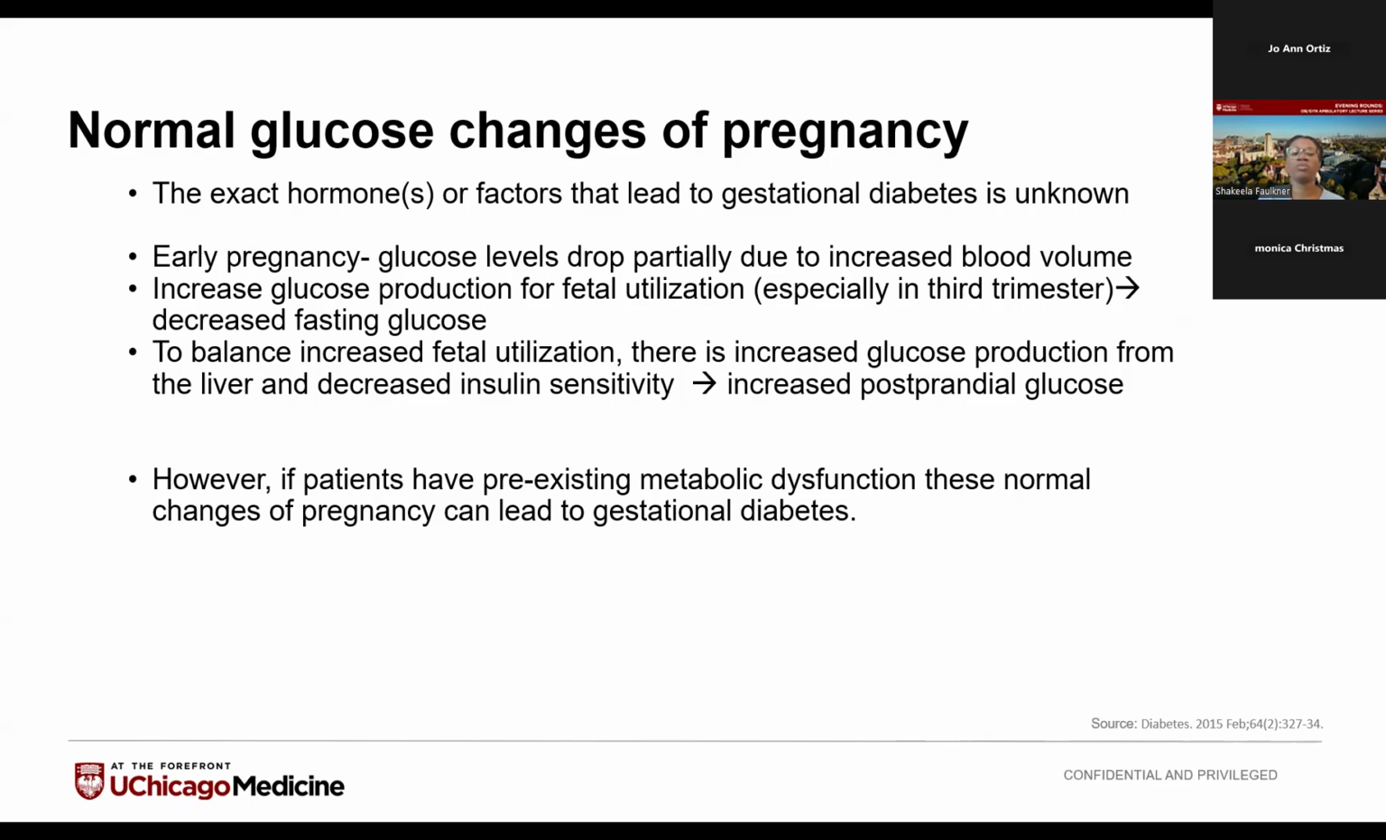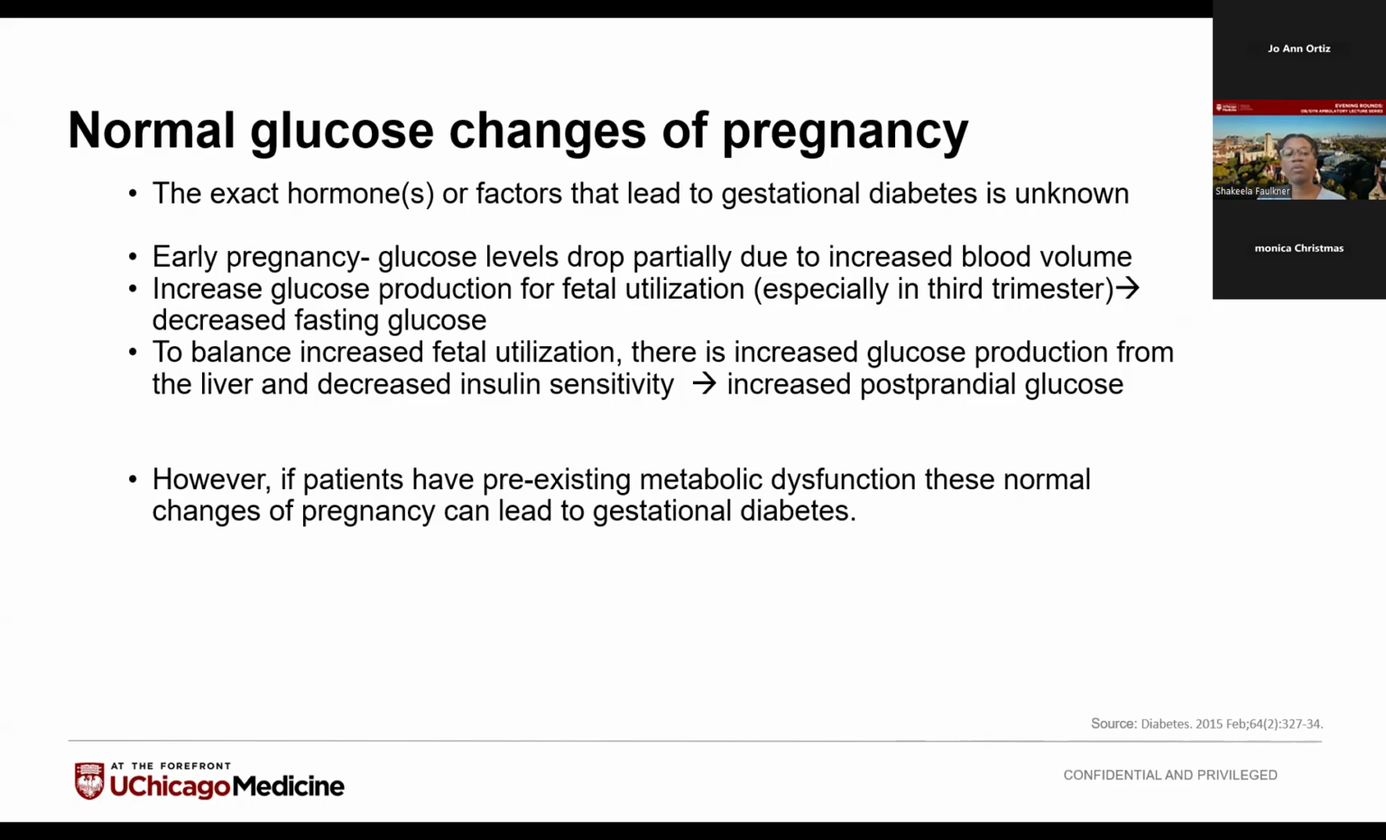And so this will lead to decreased fasting glucose, because you can imagine, even when you are resting, sleeping, not eating, the fetus is still utilizing that glucose. And so ideally, your blood sugar is still going down. To balance out the increased utilization, there's an increased glucose production from the liver and decreased insulin sensitivity to try to leave a little bit more glucose in your bloodstream. And we can see this reflected in increased postprandial glucose. So this is the natural change that should happen in every pregnancy.